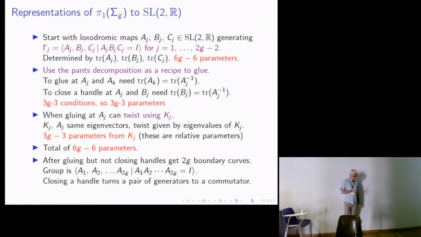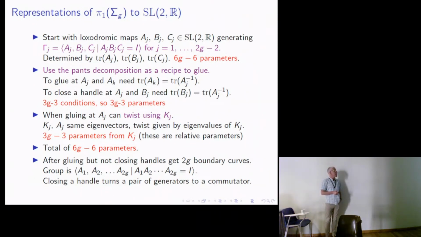So what am I going to do? I'm going to take loxodromic maps AJ, BJ, CJ in SL2R, so that the product of the three of each triple, AJ, BJ, CJ, is the identity. So that's going to be determined by 6G minus 6 parameters, namely all of the different traces. I'm going to use the pants decomposition as a recipe for how to glue things together.